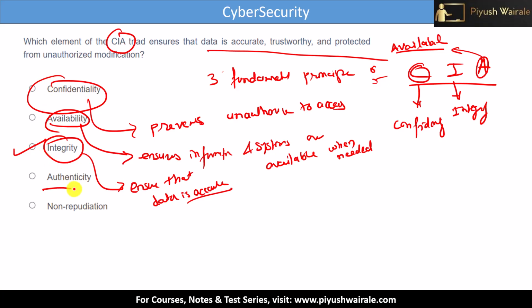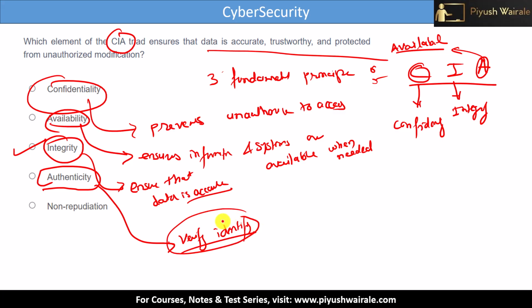What about authenticity? As the name suggests, authenticity verifies the identity, whether that person is authenticated to use that system or not. So verification of identity is basically authentication here, right? Here we have something called two-factor authentication, and multi-factor authentication. So what are those? Please go through the notes. That is very, very important here.